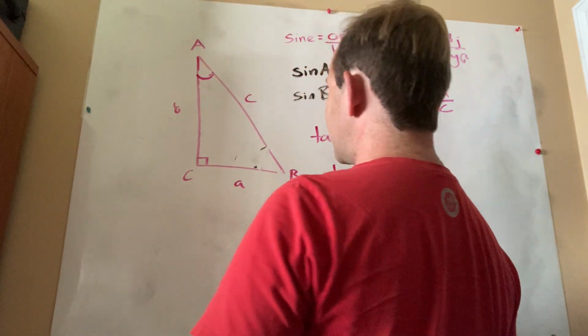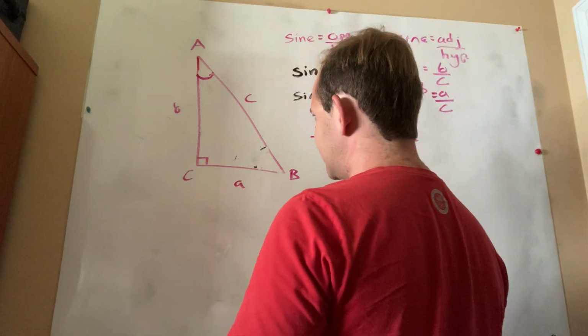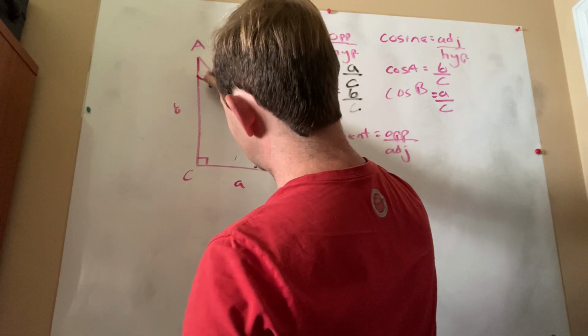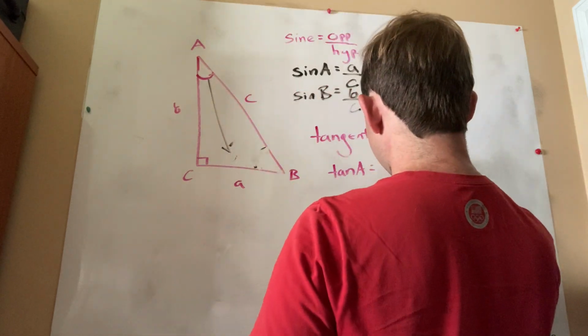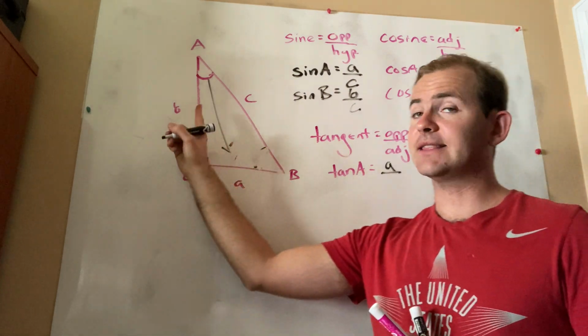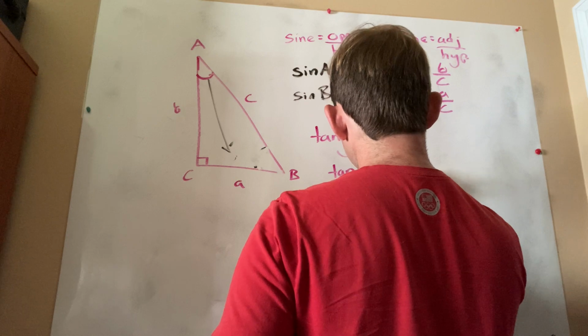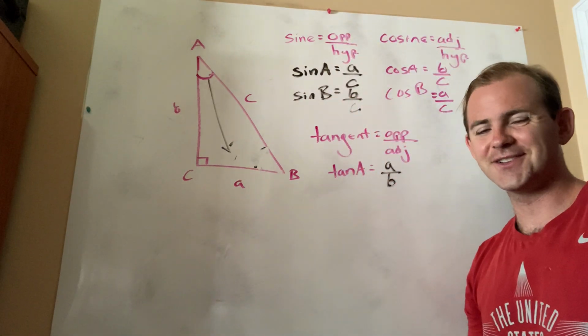Now, the tangent would be the opposite over the adjacent. Okay, so which one's opposite? Let's draw an arrow. Which one's across? That's A. Which one is right next to it? That would be little b. So the tangent of A is actually just little a over little b.